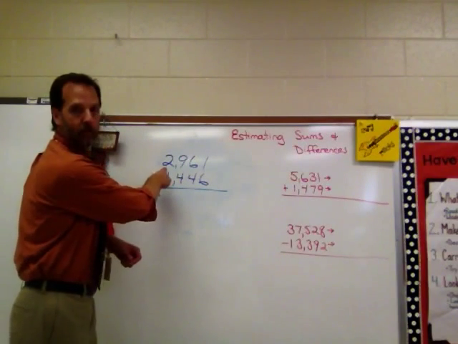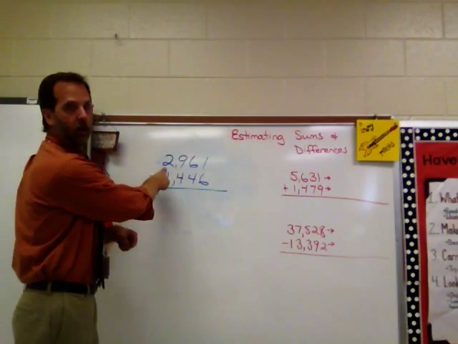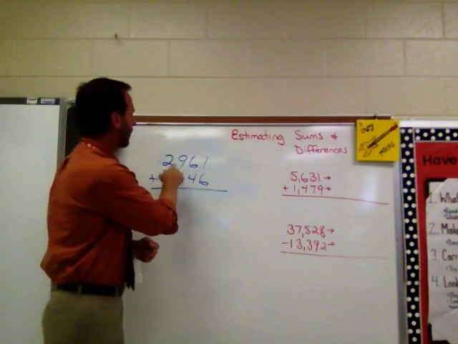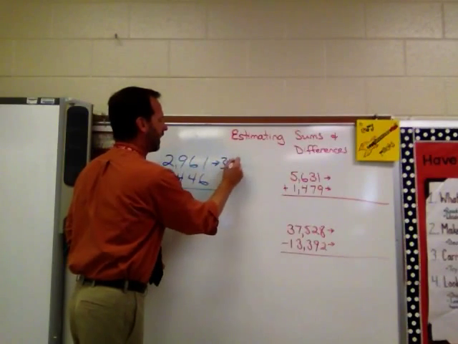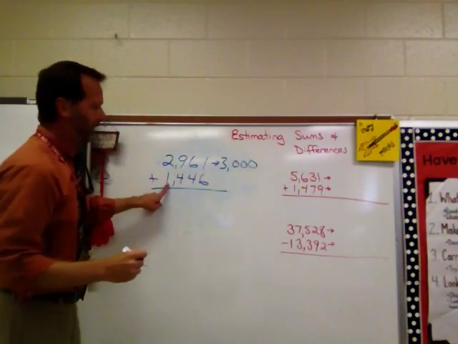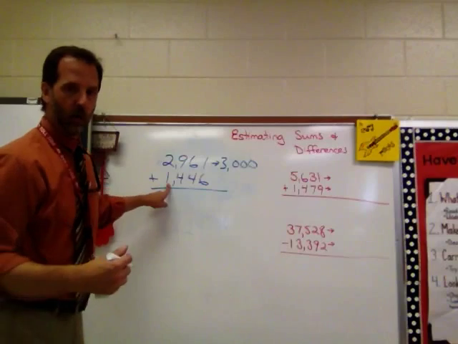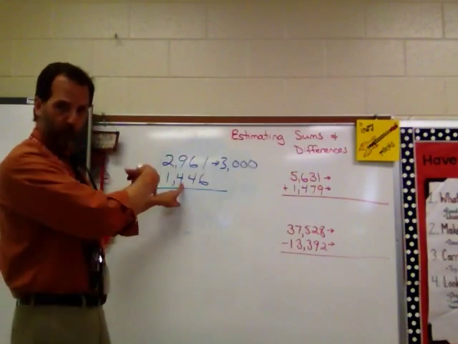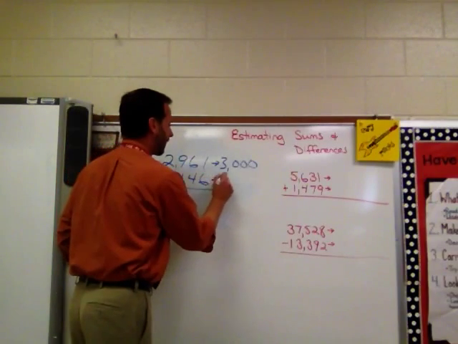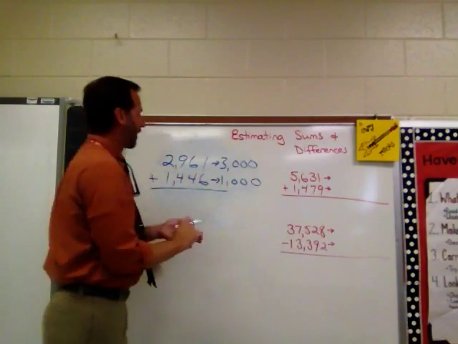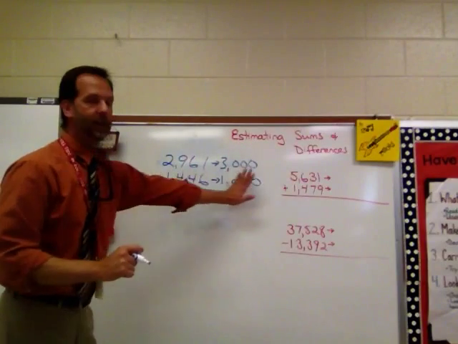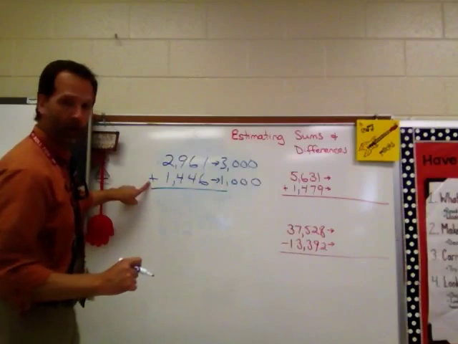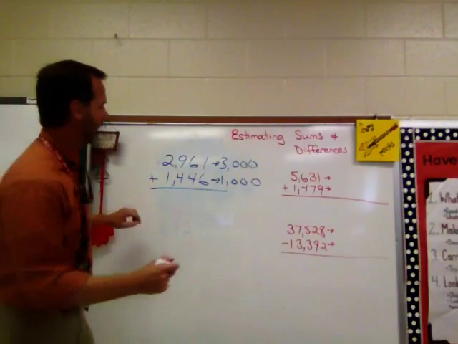This will either be a 2 or a 3, and with a 9, what's it going to be? Right, it's going to be a 3, so it's going to be 3,000. This will either be a 1 or a 2, and with a 4, it's going to be closer to the 1, so it's going to be 1,000. So I've rounded here, and I've rounded here, so now these are my two estimates as far as the rounding is concerned. I want to go back and I want to make sure I add. That's what my symbol says.